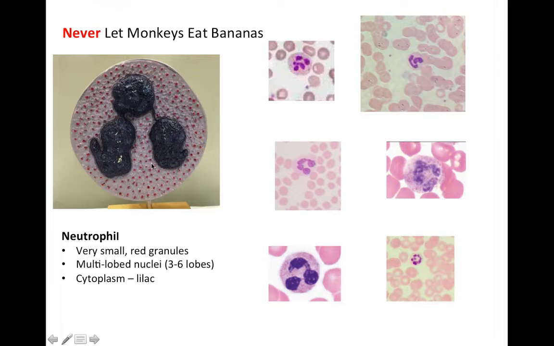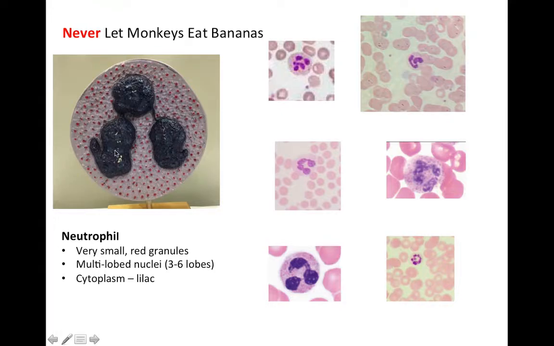Neutrophils, again, are going to have very, very small red granules. So in these slides over here, a bunch of different slides that I've taken, you can see that they're not very large dots, but you can see that the cytoplasm looks kind of grainy. Okay, on this lower magnification, you can't see the granules as well. So in that case, you need to look at the nucleus.